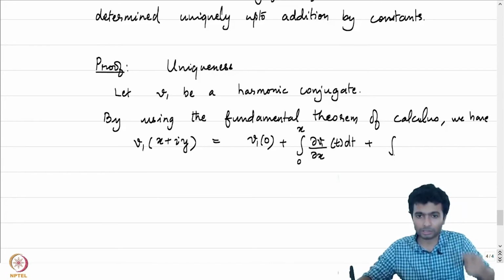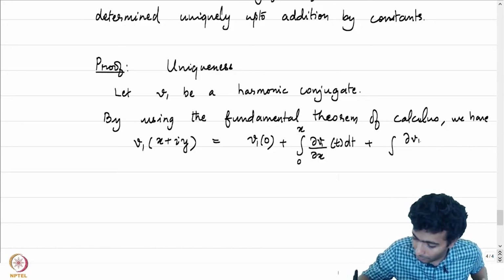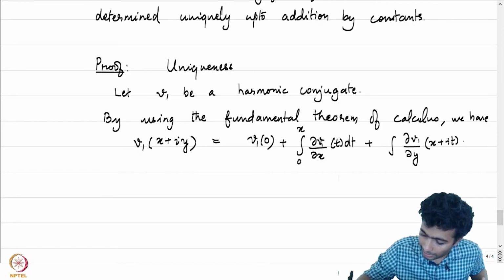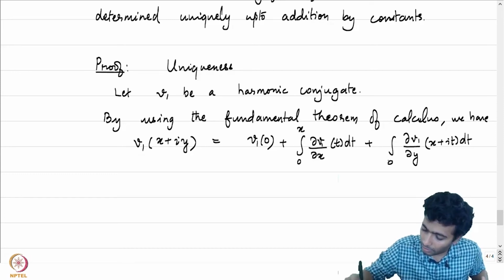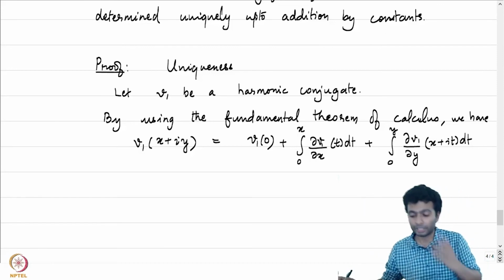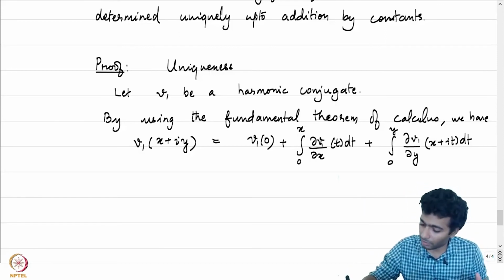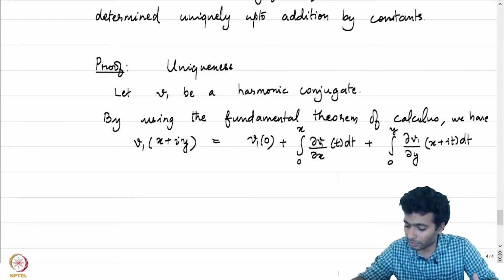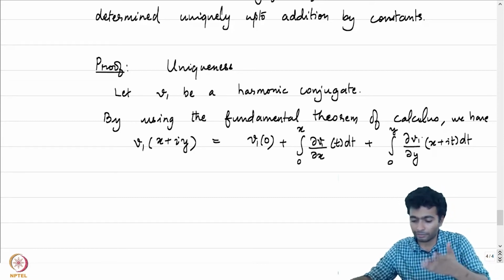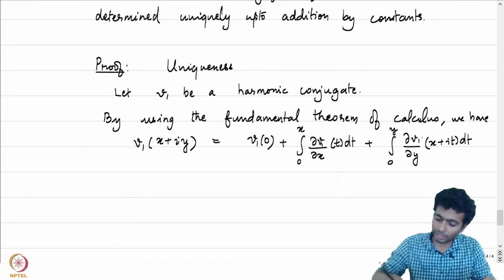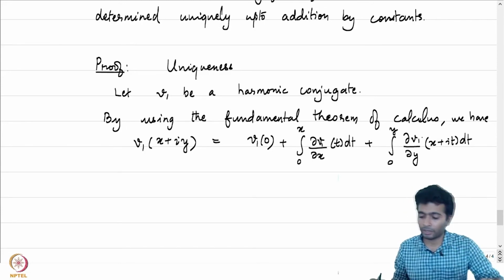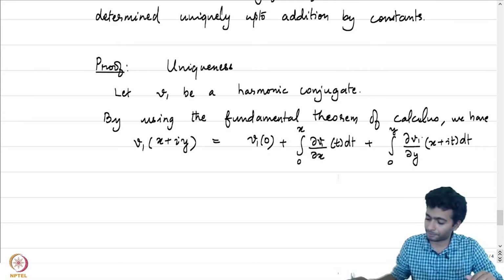This time, however, it will start from x. So, this is going to be dou V1 by dou y of x plus it dt, where the integral is from 0 to y. Notice that the first form of the fundamental theorem of calculus will tell us that this is V1 of x plus iy minus V1 of x, and the V1 of x will cancel from V1 of x minus V1 of 0 here, and there will be a V1 of 0. So, what is left is exactly equal to V1 of x plus iy. This is what we get by using the fundamental theorem of calculus.